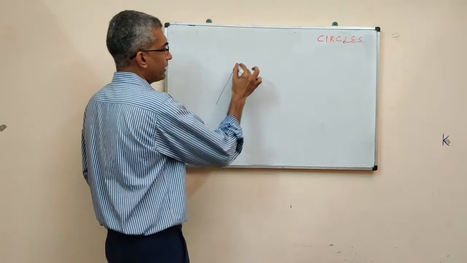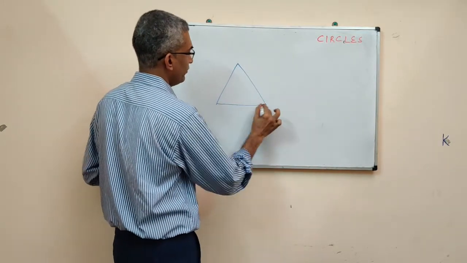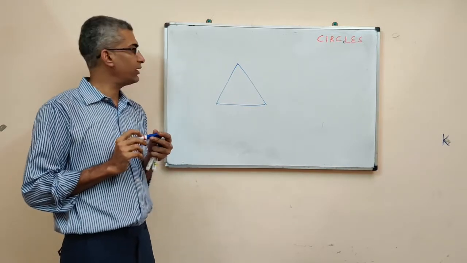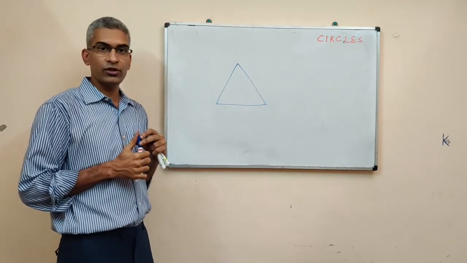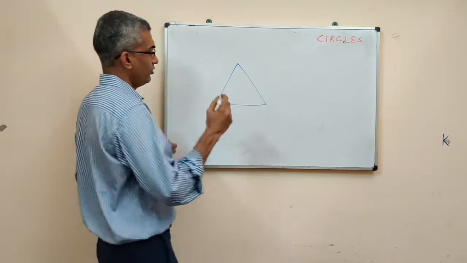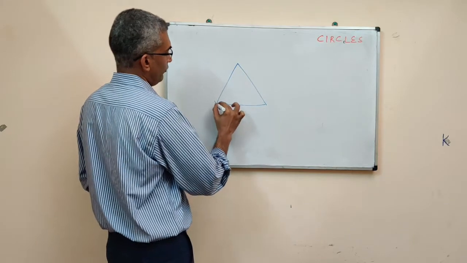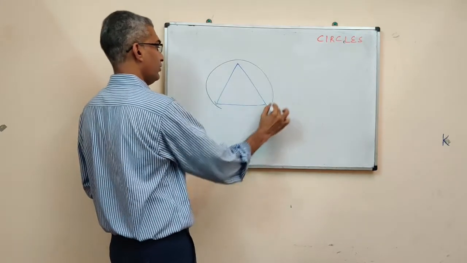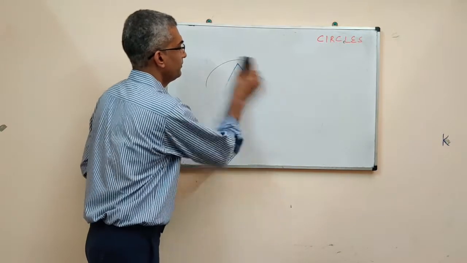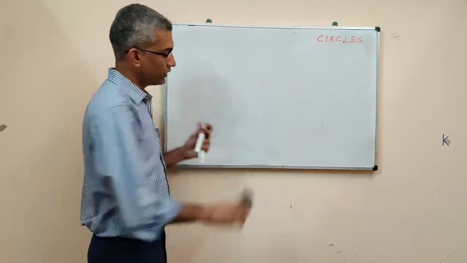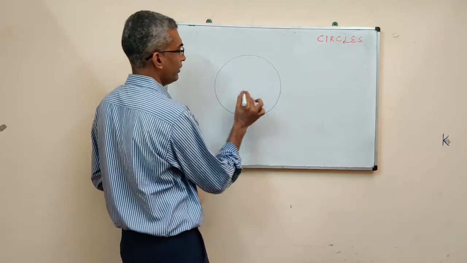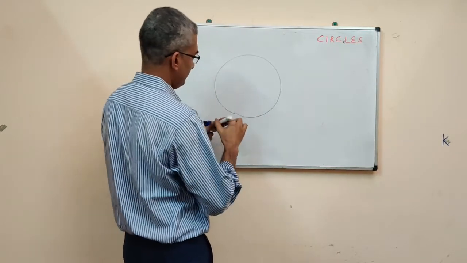We have an equilateral triangle of side 10 centimeters. You know what an equilateral triangle is? All the sides are equal. So all the three sides of this triangle are 10 centimeters. We have a circle around this, that is, a circle is drawn around this equilateral triangle.